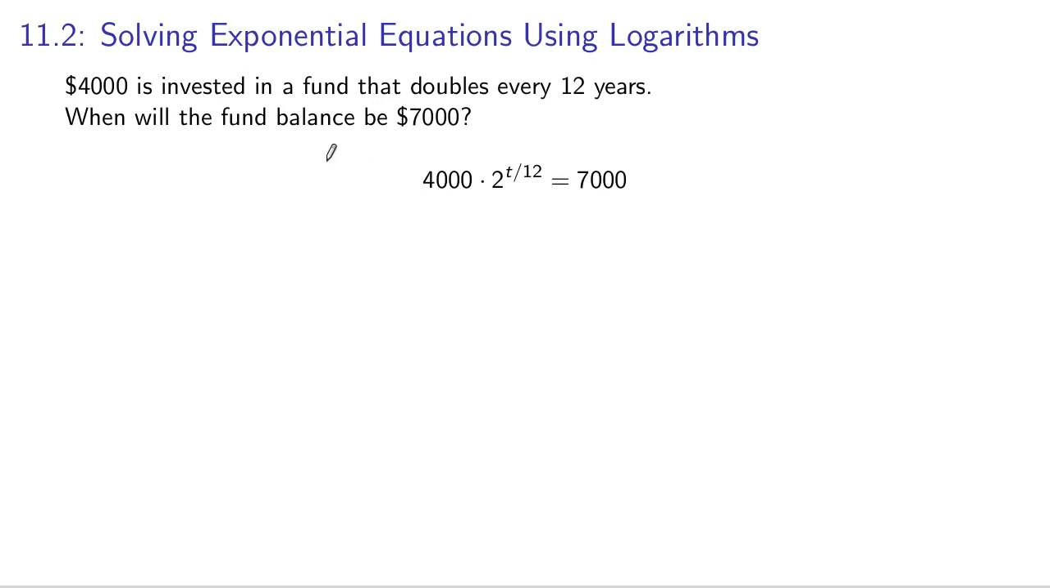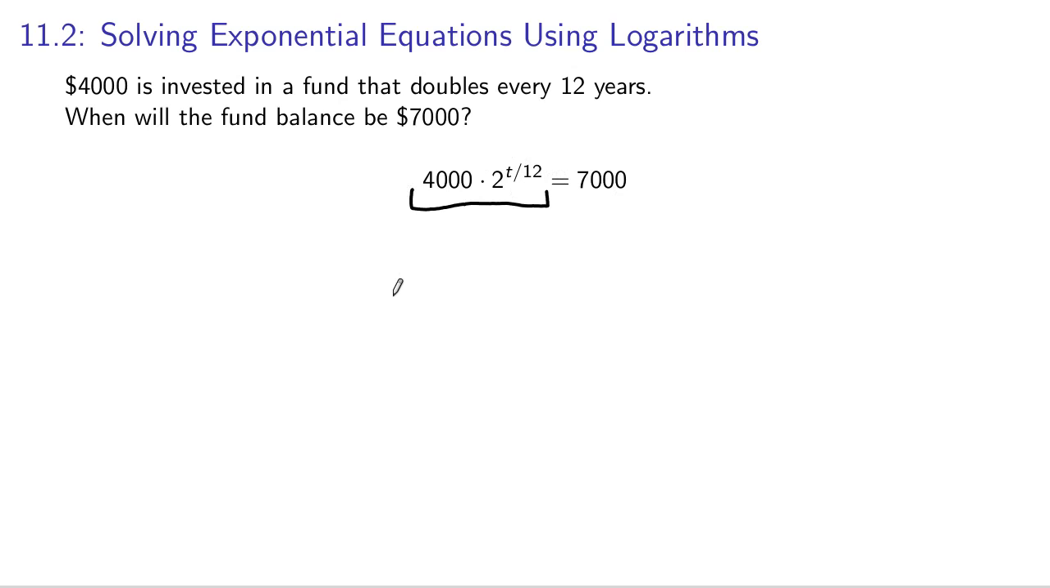Suppose $4,000 is invested in a fund that doubles every 12 years. When will the fund balance be $7,000? So here's an expression representing the fund's balance at any point in time. 4,000 is what we invest. 2 is the doubling factor. t divided by 12 means that it doubles every 12 years. Then we want to know when the output of that is 7,000. So we need to solve for t.